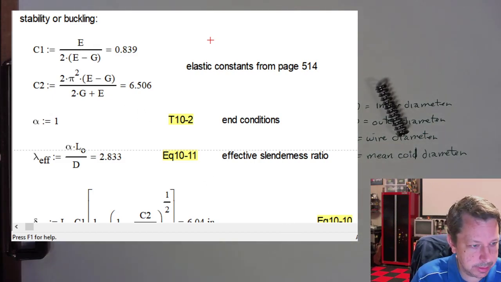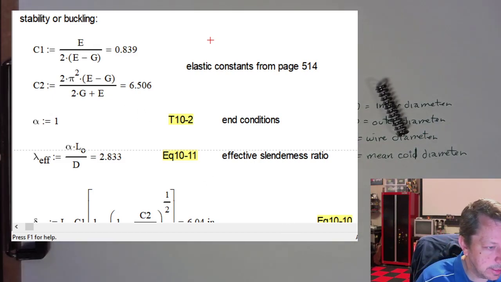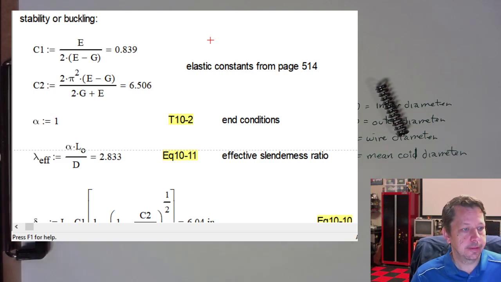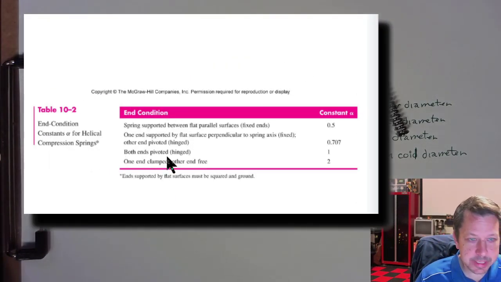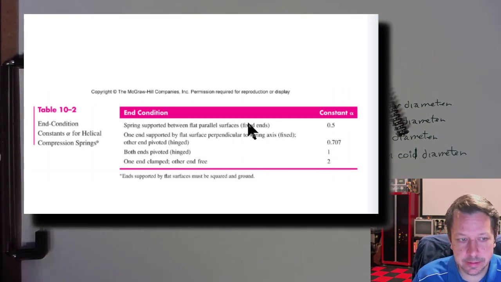And in your book, let's see if we can find the end condition chart. It may not be in the ones I have. Let's see if we can find one. I don't think it's in my list of stuff that I have easy to find. What's this one? Oh, there it is. All right. So table 10.2 is the variety of end conditions that you might have.